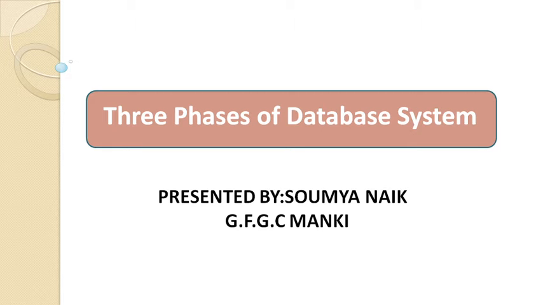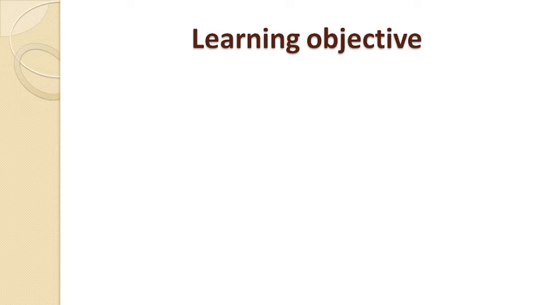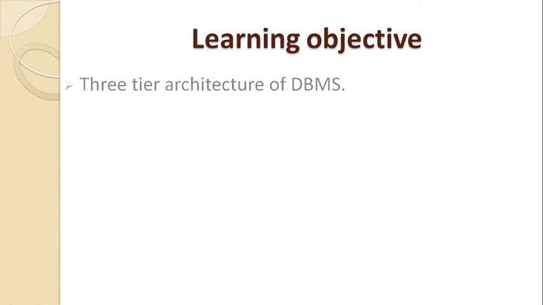Today we will learn about three phases of database system. The learning objective of the session includes three-tier architecture of DBMS and types of schemas.